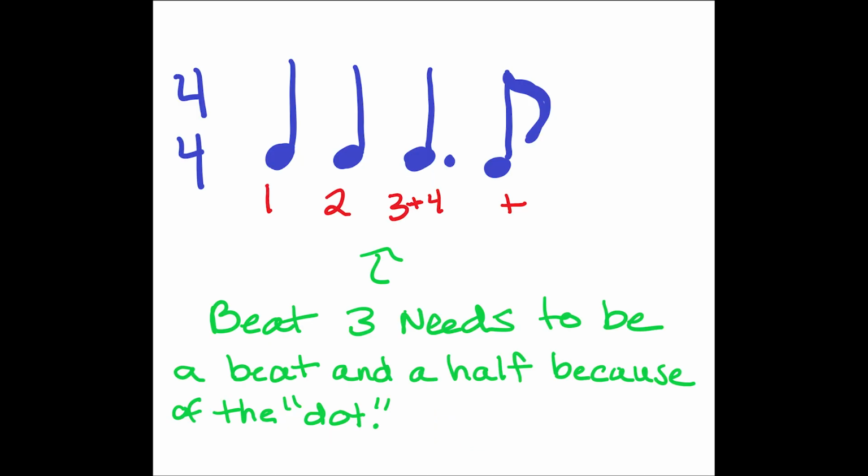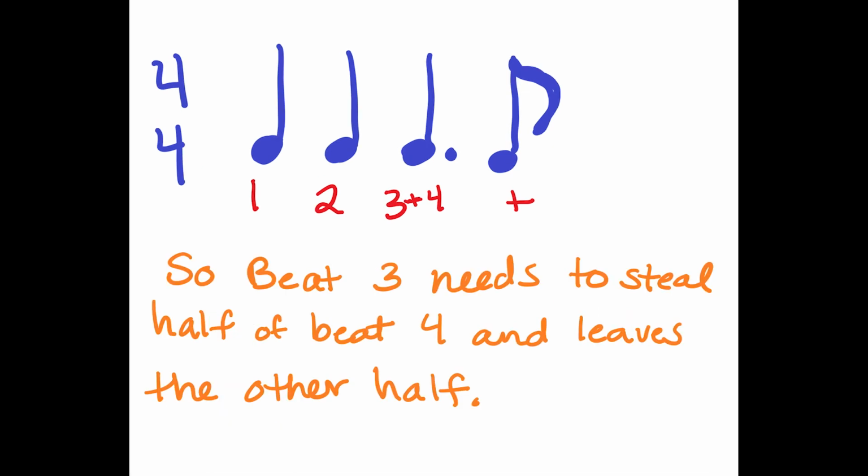So here is an example of some music. We have 2 quarter notes, a dotted quarter note, and an eighth note at the end. Beat 3 needs to be a beat and a half, so when I'm writing out the rhythm, I need to borrow from the next beat. So beat 3 needs to take half of beat 4, and it's got to leave the other half behind. So if we were clapping this rhythm, we would go 1, 2, 3, and because it's still in beat 4. If you're playing with the metronome, you're going to hear a silent click on beat 4.